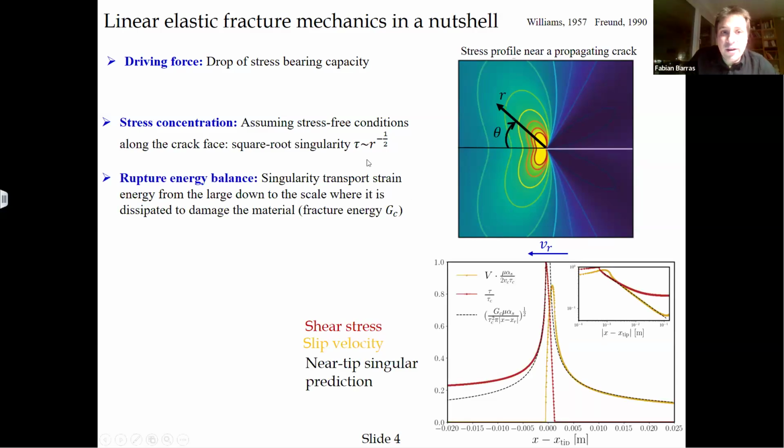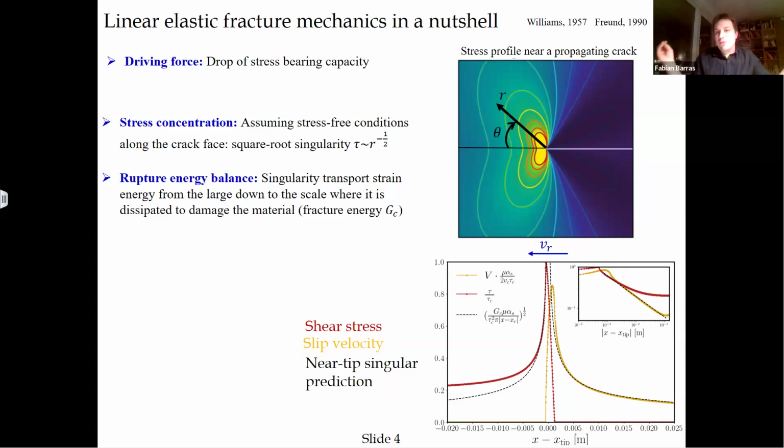And why is it important to look at this singularity? It's because this singularity is what transports energy from the large scale down to the small scale. So in a fracture or rupture problem, there is often energy that is stored at a macroscopic scale, let's say the scale of the elastic continuum, the kilometer scale, for instance, in the case of earthquakes.